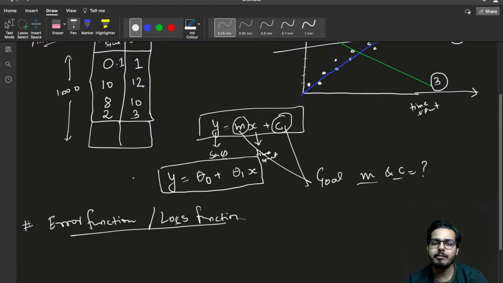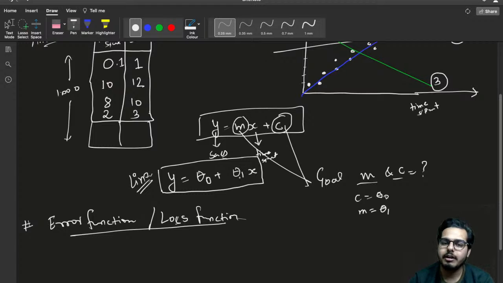And this is exactly the same as a line. This is again an equation of a line. Why? Because right now, c is equal to theta naught, and m is equal to theta 1. So I have just renamed these two terms, right? M I have just called theta 1, and C I have just called theta naught. I hope this is fine, there's no issue with that. You can change the variable names. It's okay. So why is this line equation important?